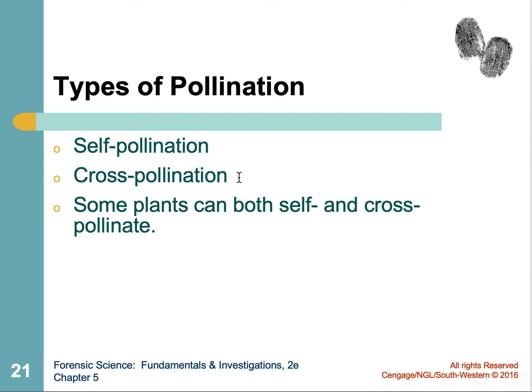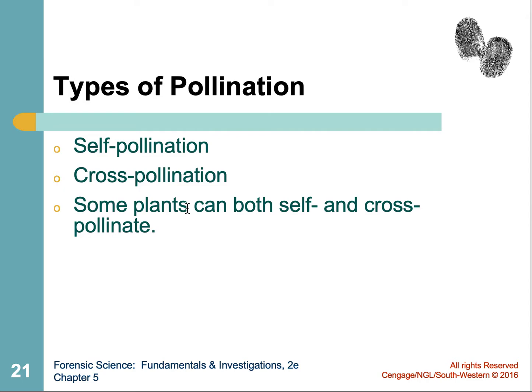Now, cross-pollination is different plants, where one plant is going to pollinate another plant. They're the same species, but not necessarily itself. Cross-pollination is going to create a larger pollen production. Therefore, these are going to be more useful. Some plants do both. Some plants are able to do both.